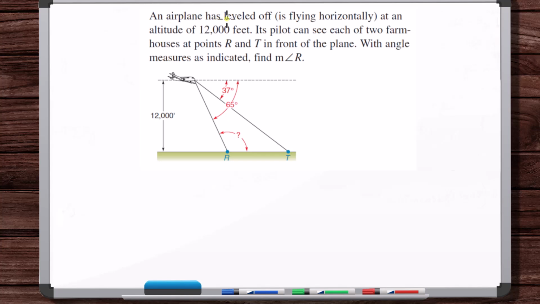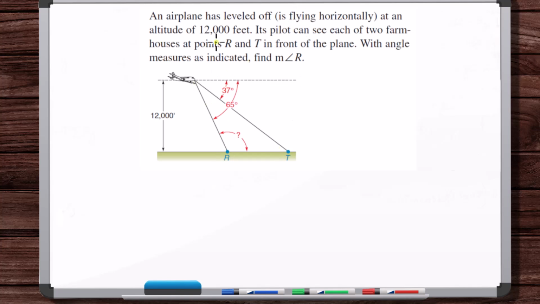All right, an airplane has leveled off, flying horizontally at an altitude of 12,000 feet. Its pilot can see each of two farmhouses at points R and T in front of the plane with angle measures as indicated. So this is kind of unrealistic. How could the pilot know these angles? But you could have angle measuring devices in the plane that can get angles of features. Just note that they've got devices that can measure angles of these far off random features.